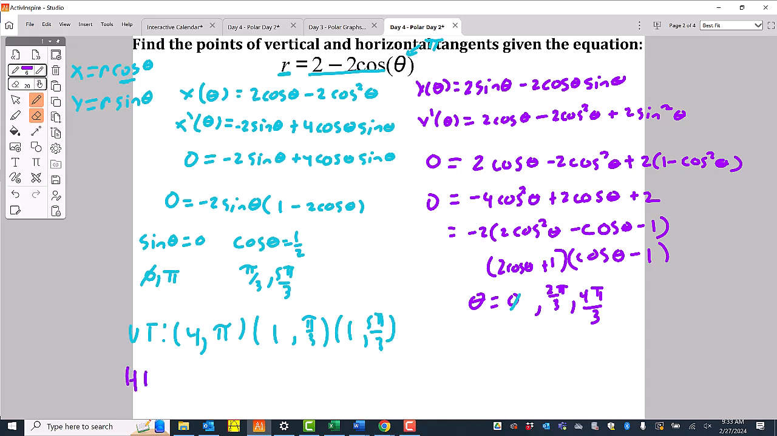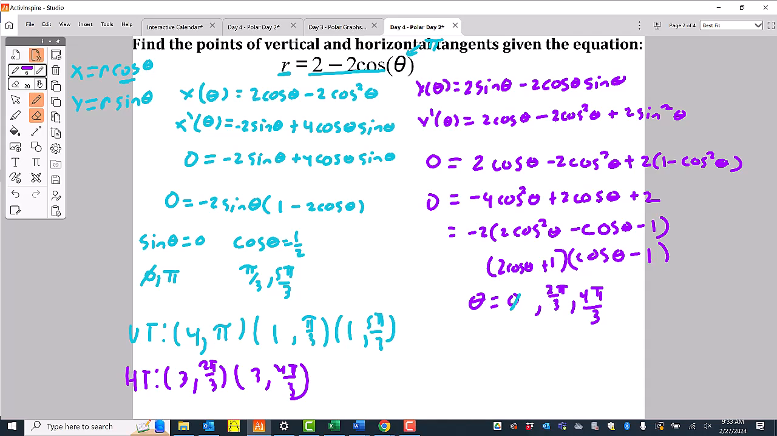Horizontal tangencies, we end up with 2 pi over 3 and 3, and then 4 pi over 3 and 3. So those are the points that we have vertical or horizontal tangencies.